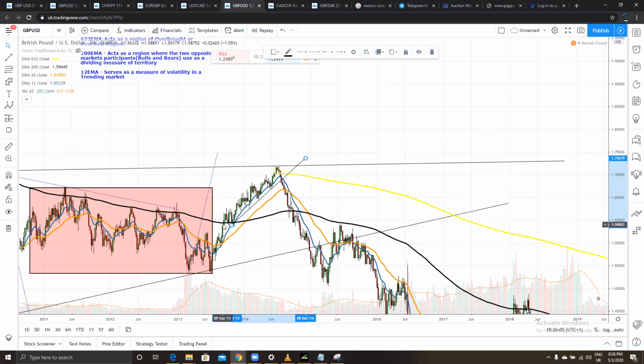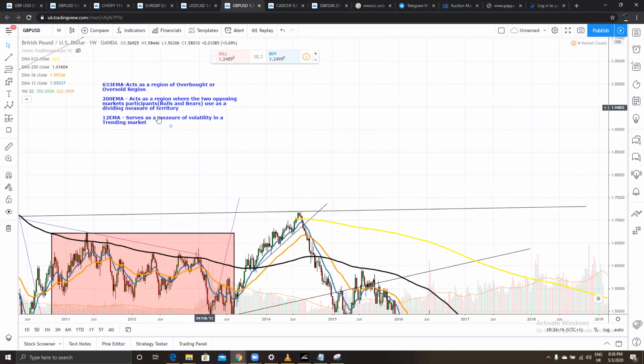So the price can be using the 12 EMA as a trend guidance. All right. And going forward, the 36 EMA in this case, which is the orange one. If the price is very strong, one thing that you're going to understand is this: the price will be finding it difficult to move or to trade below the 12 EMA.